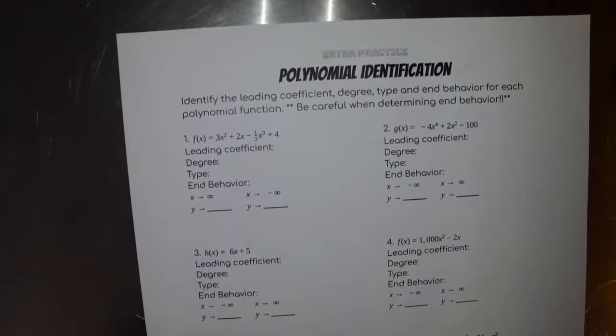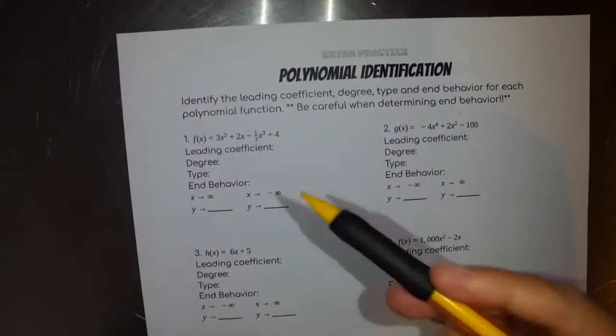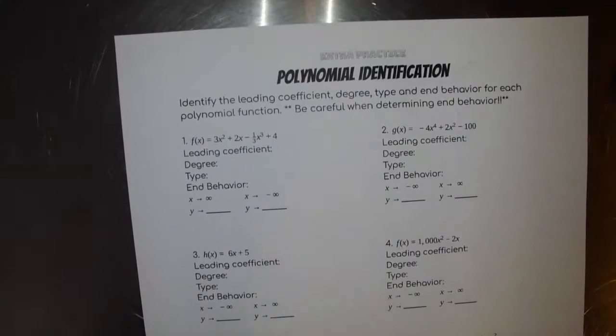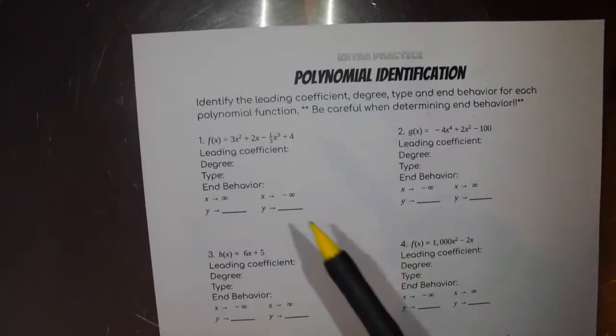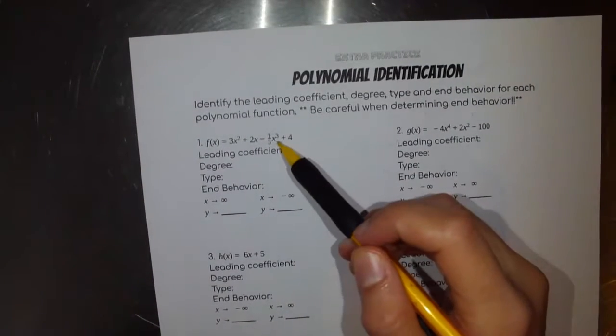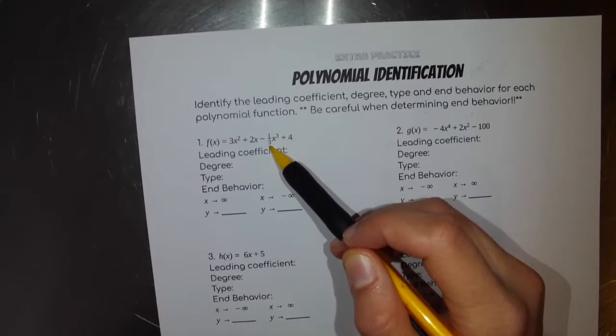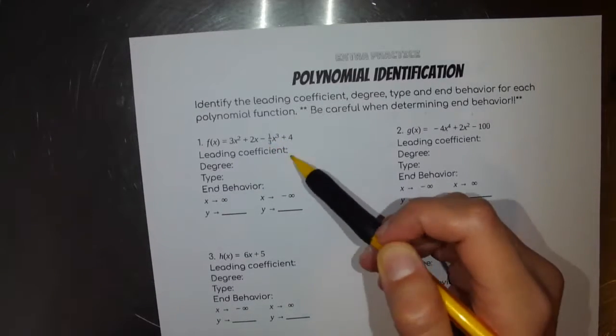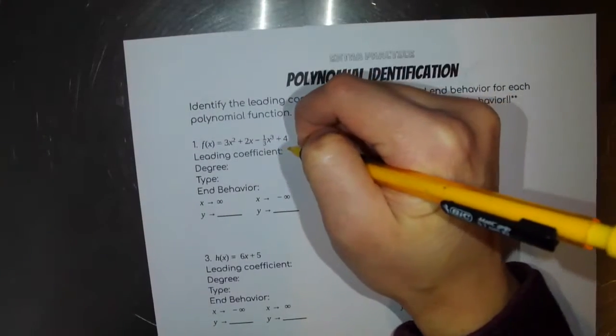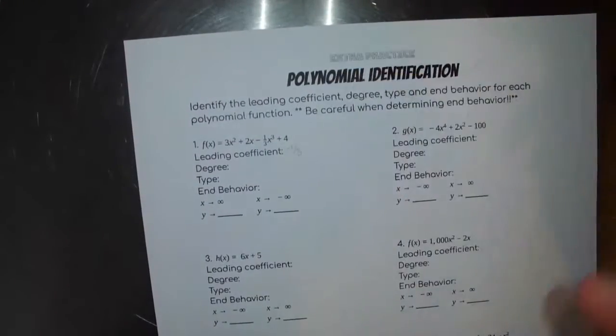Here's some extra practice with our polynomial identification. For polynomial identification, these are our vocab terms that we need to know. Leading coefficient is the number in front of the variable with the highest exponent. Looking at number 1, our highest exponent is 3, so the number in front of the variable is negative 1/3. So here my leading coefficient is negative 1/3.